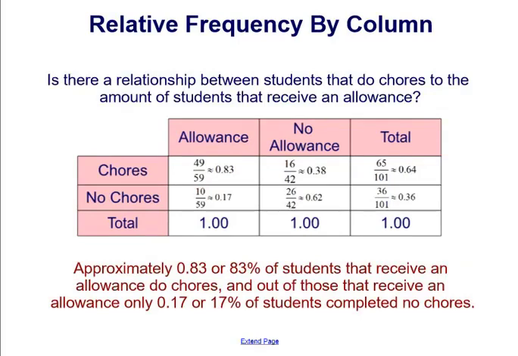So now we can see that approximately 0.83 or 83% of students that receive an allowance do chores. And out of those students that receive an allowance, only 0.17 or 17% of students completed no chores. So we can see again that there's many more students that do chores and receive an allowance versus students who don't do chores and still receive that allowance. We can make that comparison by looking at the relative frequencies.